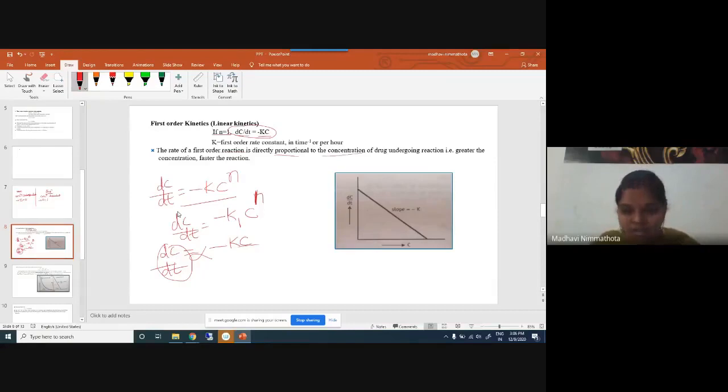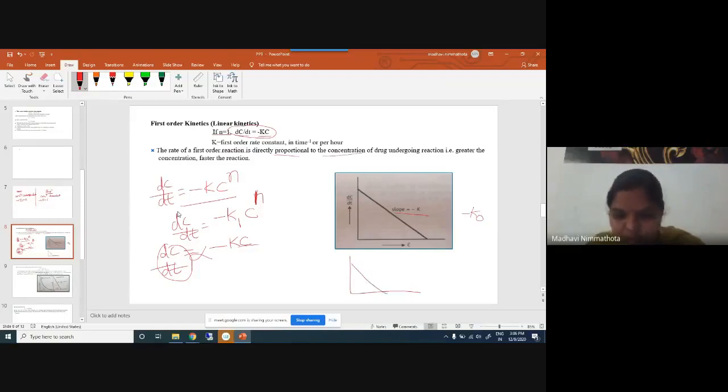And one more important thing: when you observe this graph, it is plotted between the concentration of the drug and the rate of the reaction, dC/dt. So how will it be? You will get a straight line. Here the slope is minus k. In case of zero order, your slope will be minus k naught. Did you observe that?